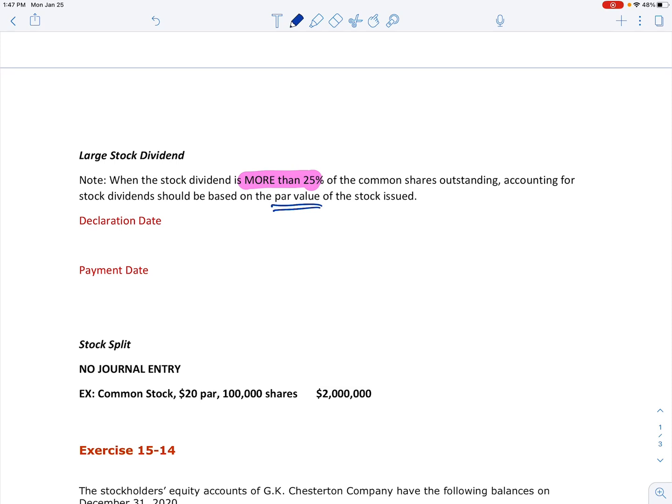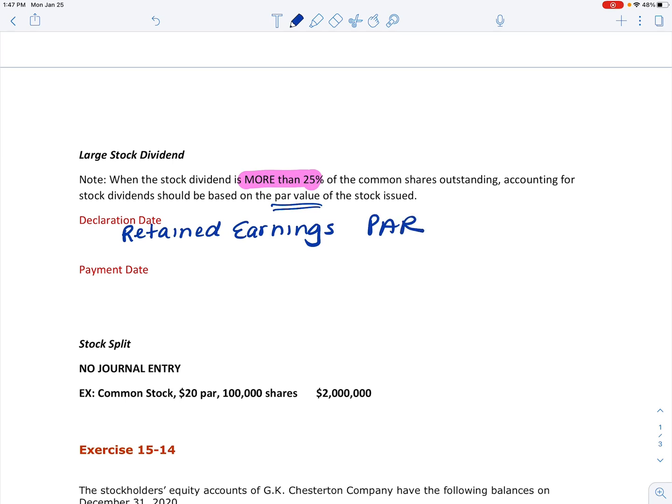So at declaration date, we're still going to hit that retained earnings. So we're going to debit our retained earnings. But this is going to be for par value. And then we're going to credit our common stock distributable, for that same par value. You'll notice there's no paid-in capital.